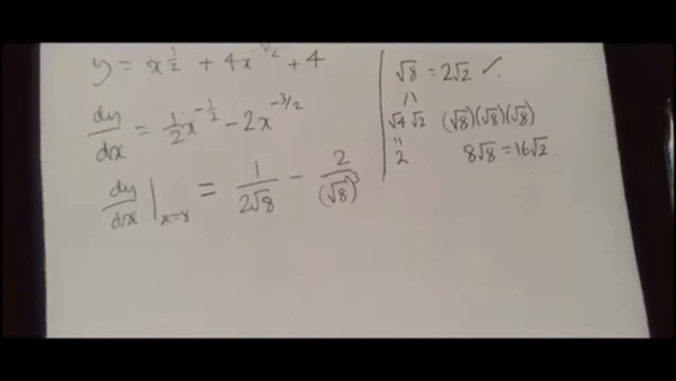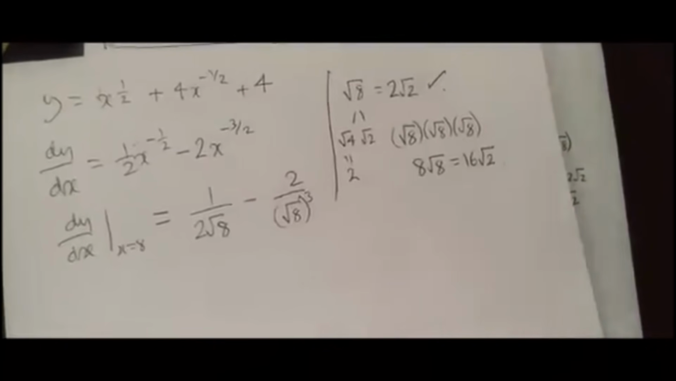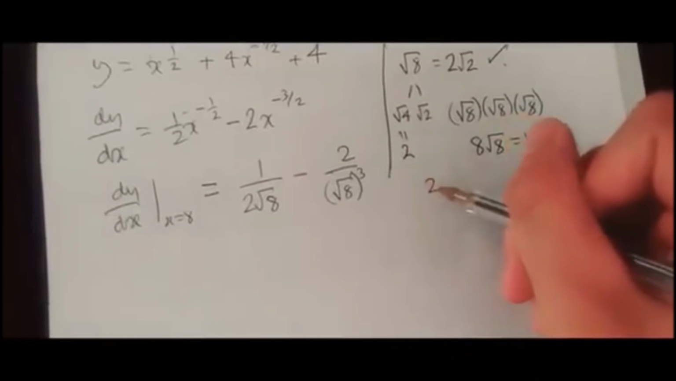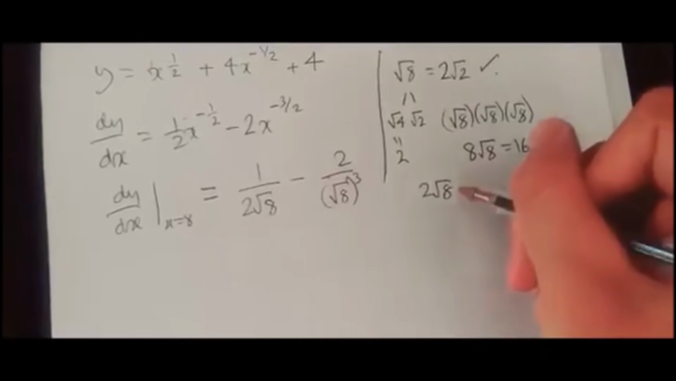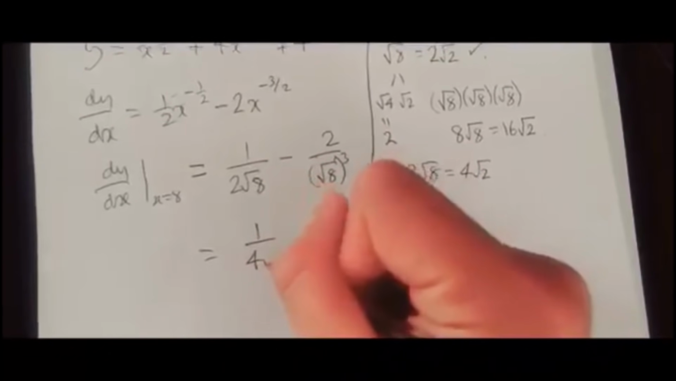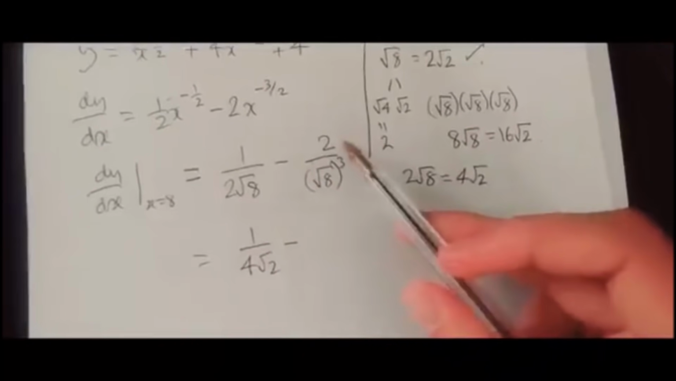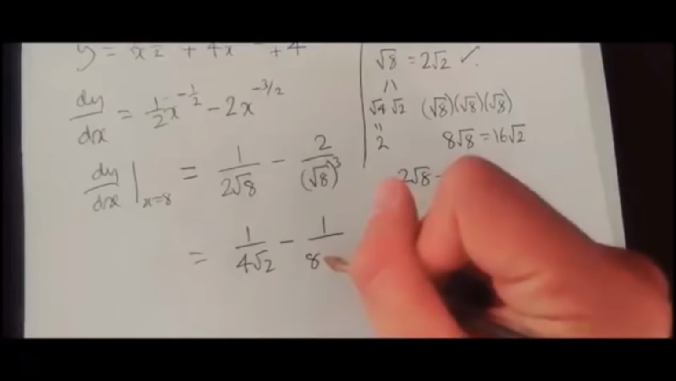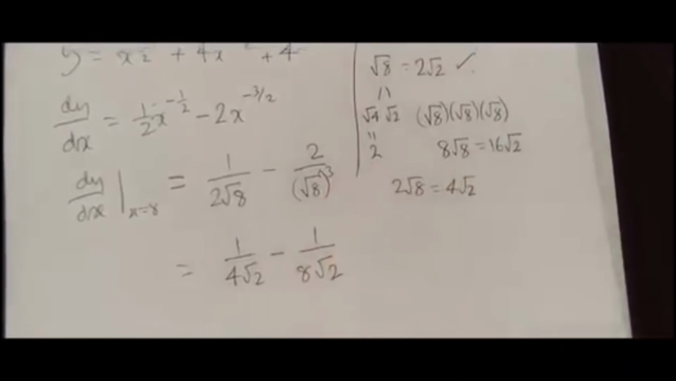Okay, done. Now let's plug everything back in. Of course, we're going to have 2 root 8. So 2 root 8 is just double 2 root 2, which is 4 root 2. So moving on. Substituting everything back in, we're going to have 1 over 4 root 2 minus, so 2 divided by this. This will give us 1 over 8 root 2.